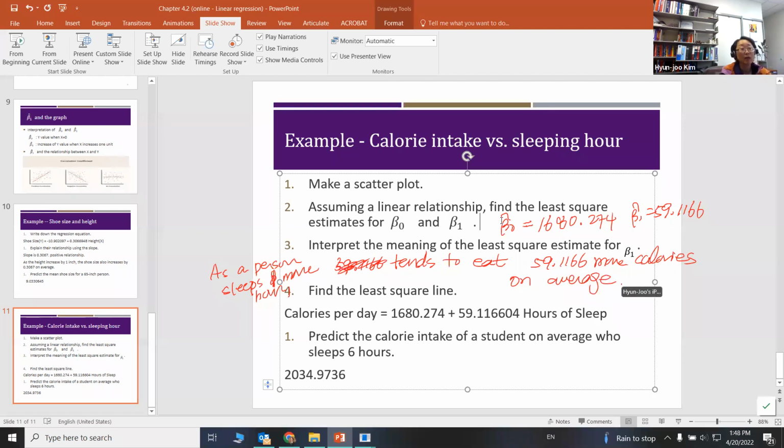Okay? In that line, you can actually say it. And everything else is done. Okay? So predict for somebody who sleeps about 6 hours, we predict that person will, on average, take about 2,035 calories. Okay, but that's 4.2, and we'll come back in 4.3.